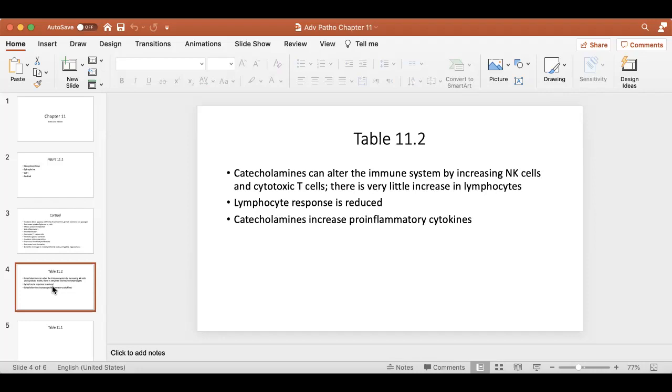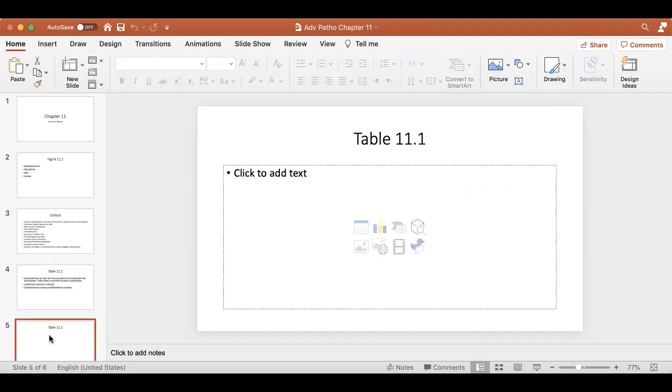But by stimulating catecholamines, you also get a very little increase in your lymphocytes, so like your B cells and your T cells. So that lymphocyte response is reduced. But catecholamines increase pro-inflammatory cytokines. So you're talking about interferons, interleukins, tumor necrosis factor. There's several of them. And then if you look at table 11.2, there's these other physiological effects when you stimulate your alpha and beta receptors. And again, I'm not going to necessarily go through and read this to you, but you can use that as a guide as you're studying the material.